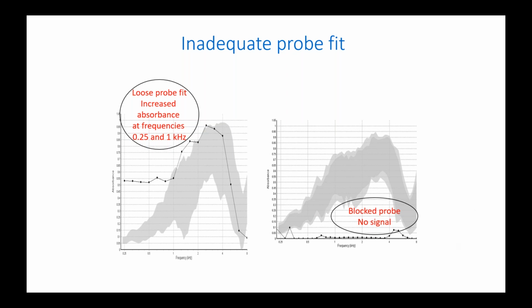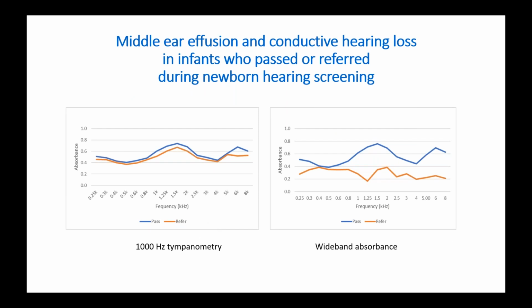Now, most of the initial work was done with infants. The concept of wideband absorbance had been there for a few years. With the introduction of newborn screening across the world, there was a need for a test that would differentiate the middle-ear status, because you get a lot of false positive results because of middle-ear dysfunction.